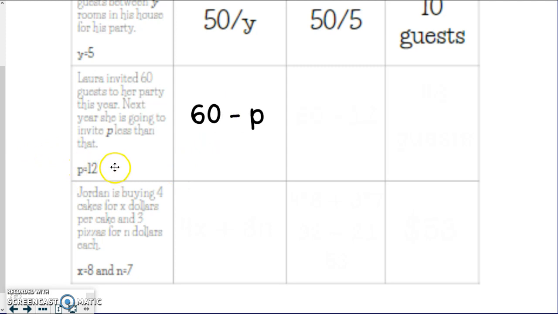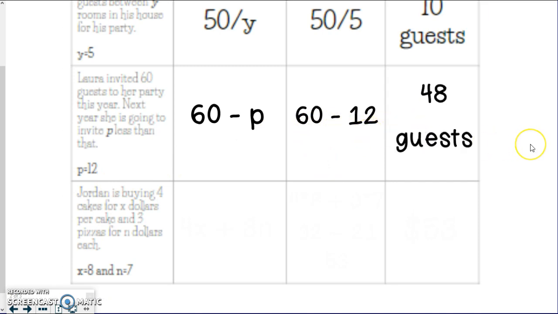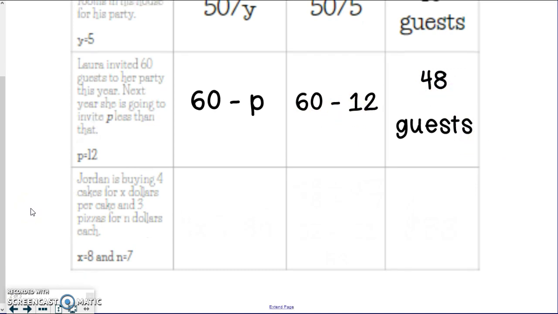I don't know how many less people she's going to do, but it's just minus P. And then it says we're going to take 12 away because P equals 12. So I'm going to substitute that in. So I'm doing 60 minus 12. And when I solve that, we end up with 48 guests. And again, it's guests because that's how many she was talking about. She had 60 this year. She's doing P less, which was minus 12, and so we end up with 48 guests. I wonder if you got the same as me. I hope you did. And if you didn't, that's okay. Fix it now. Let's look at one more.